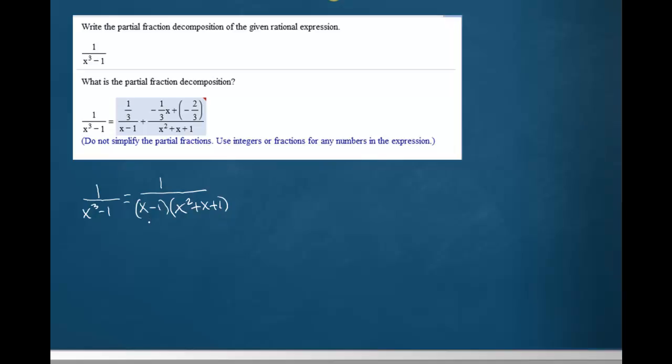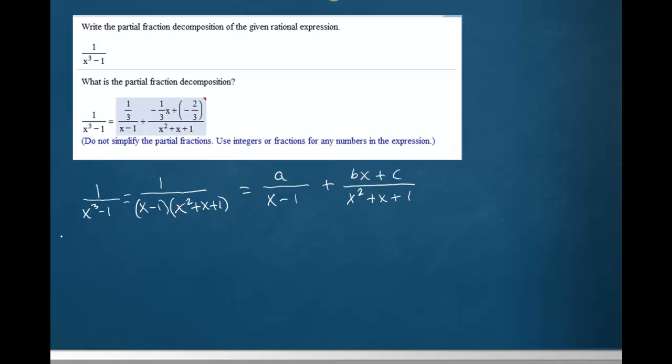Now we have non-repeated factors here. We have a linear factor and a quadratic factor. So we put our constant a over the linear factor, and then our linear numerator bx plus c over our quadratic denominator x squared plus x plus 1.